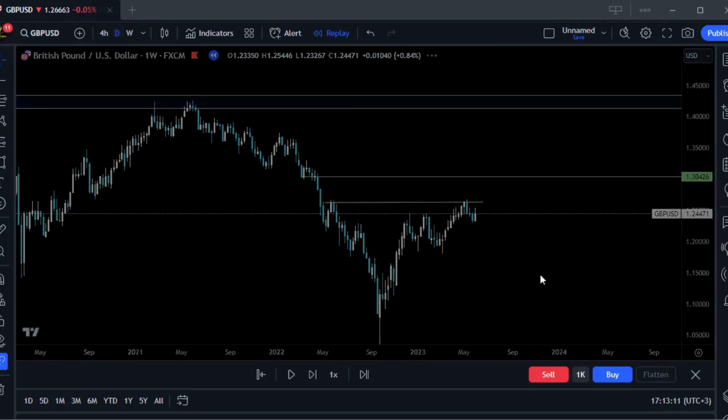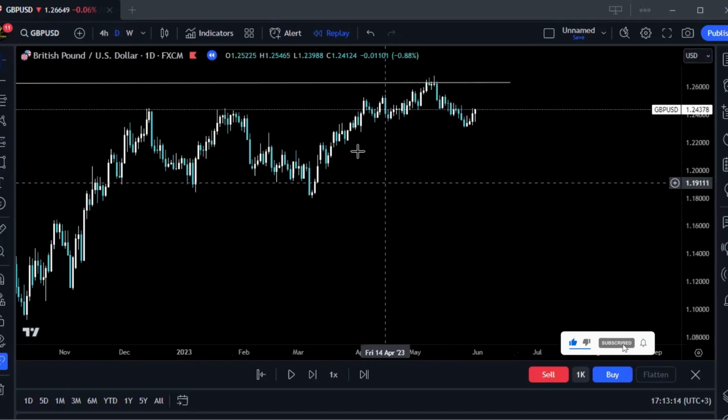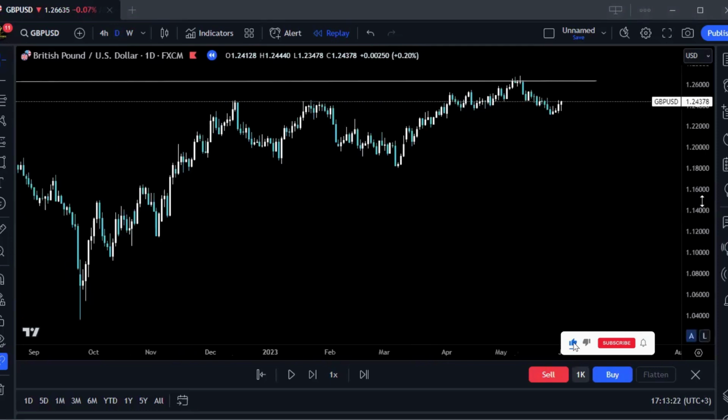Then we can go to the lower time frames, the daily, looking for the daily structures, so that we can start looking for possible entry structures and all that.